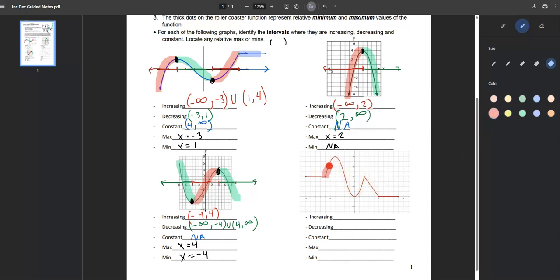Again, my increase, I've got an increase there and an increase there. I've got a decrease here going down, a decrease here, and then I've got some constants here as well. Okay? So let's start with our increase. It's increasing from here to there. So what is that? 1, 2, 3, 4, 5, 6. So -6 to -4.